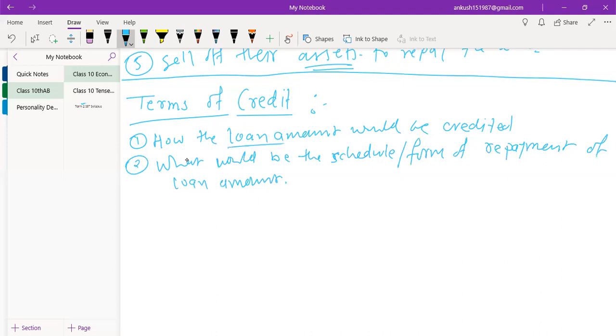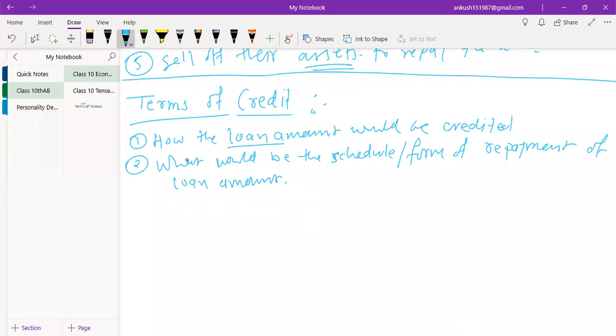The creditor or the lender would ask the borrower on which basis the loan should be credited to him. There are some terms and conditions, and what would be the mode of payment? Mode of payment in the sense, in the form of cash you are repaying your amount, or in the form of gold. Such kind of things can happen over there. So terms of credit refers to conditions and requirements that need to be fulfilled to obtain the loan.